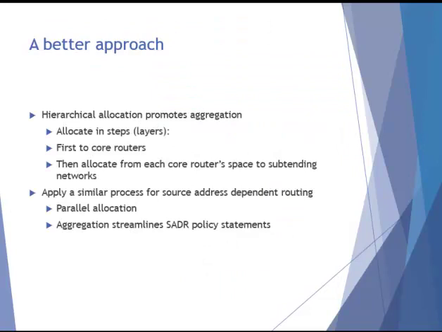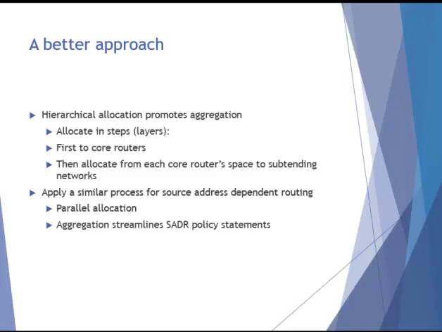If you look at hierarchical allocation, this actually promotes aggregation of your address space, so you end up with fewer entries in that routing table and in that SADR table, and we'll illustrate that in just a moment. So the process here is that you allocate in steps or layers in the allocation process, as we refer to it. First to your core routers in the example we'll use, and then we're going to allocate to each router's subtending networks. But before we do that, we're also going to apply an allocation for our SADR differentiation so that we can apply the policies at each core router in a more simple entry fashion.